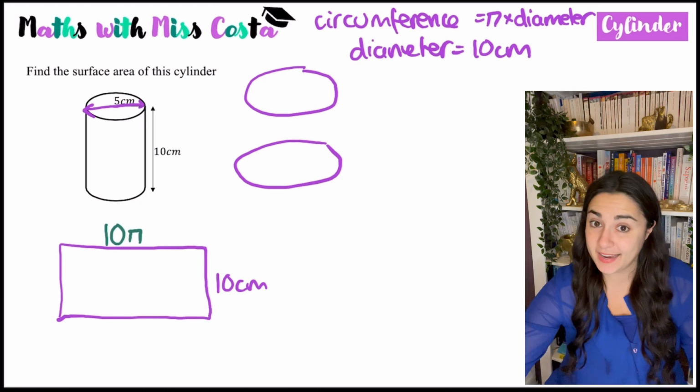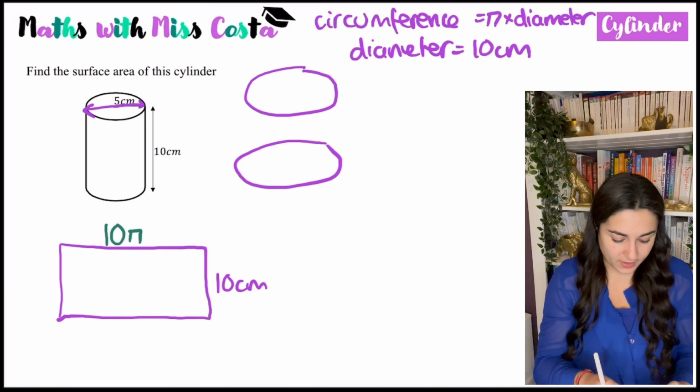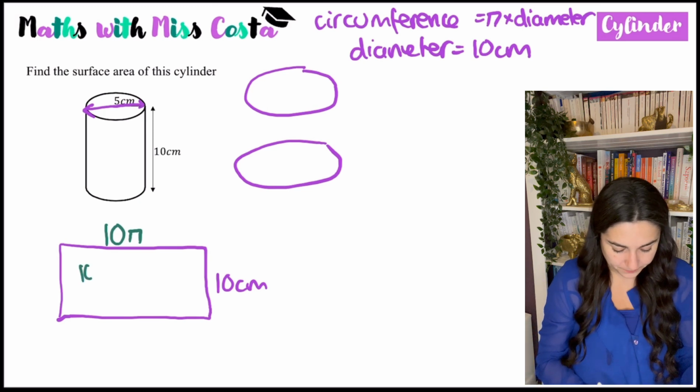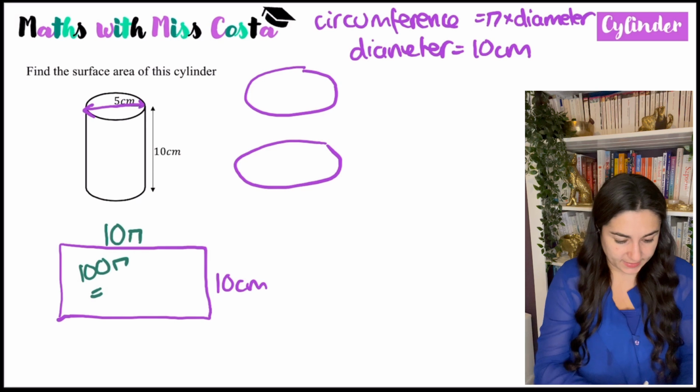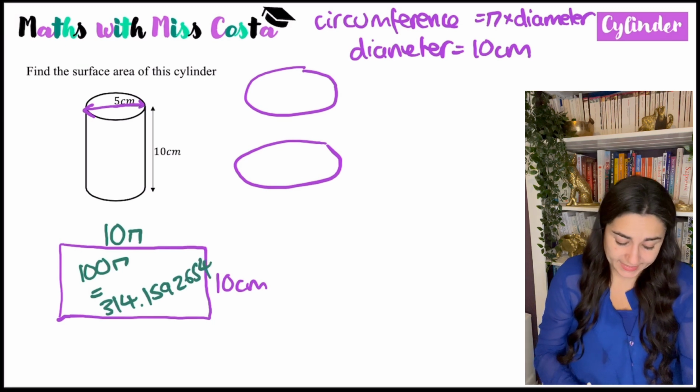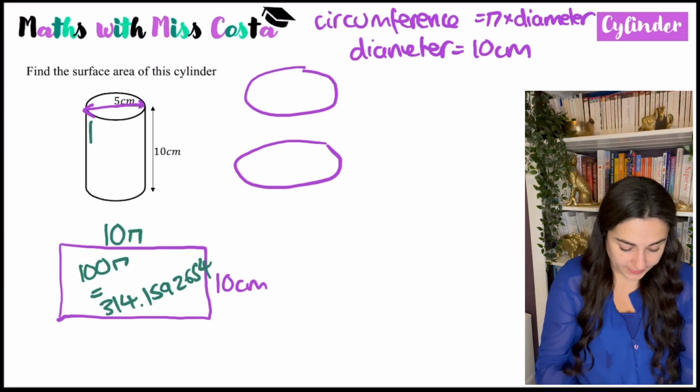So to work out the area of that rectangular part, I'm going to do 10 pi times 10, which is just going to be 100 pi, which is, if I press the SD button, 314.1592654. So that's the area of the rectangular bit, so this bit here.